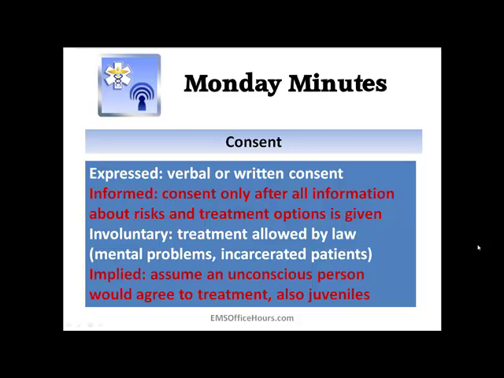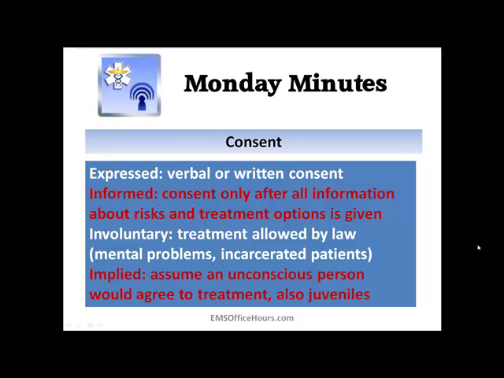Now, talking about consent, and this is, of course, a big thing in EMS. We want to focus on these 4 elements. The express consent, which is that verbal, nonverbal, or written communication by the patient that they want to receive medical care. Now, informed consent is that consent obtained only after the patient has had the risks and benefits explained to them, and explained in a manner which they can understand.